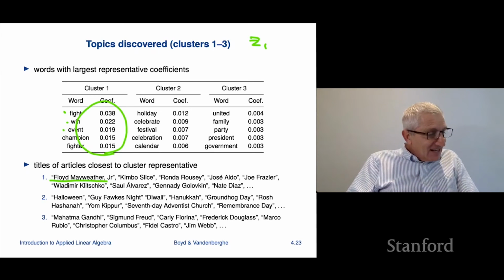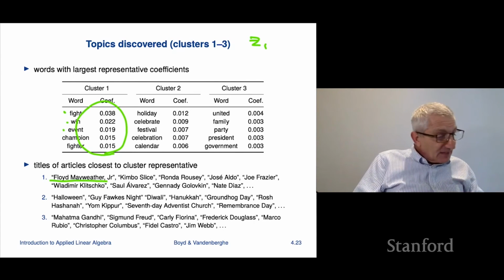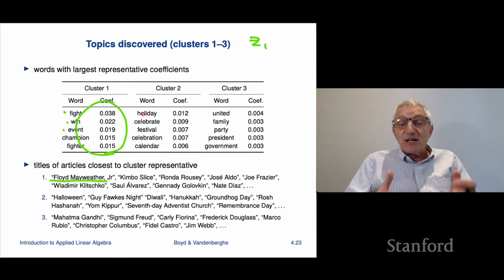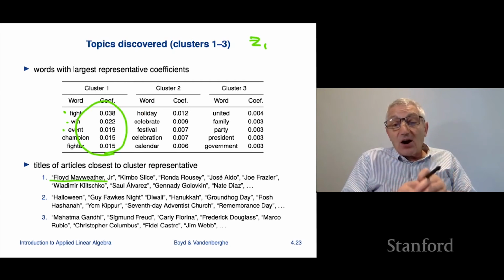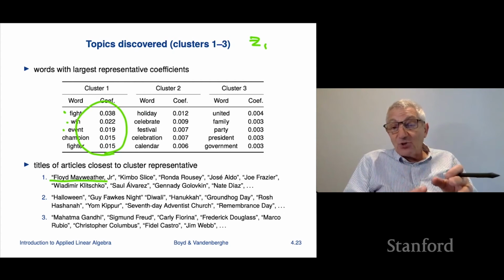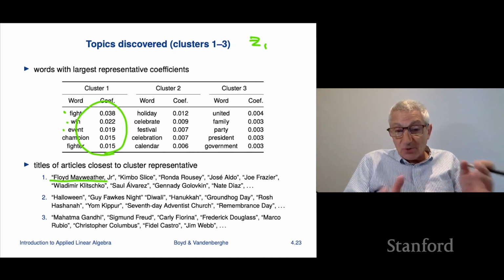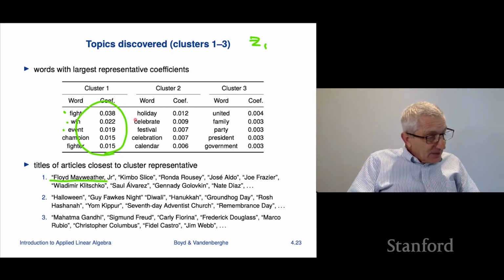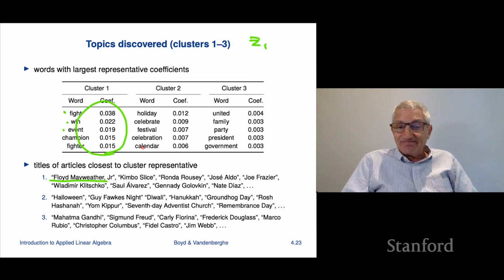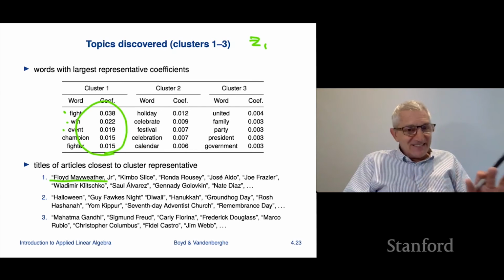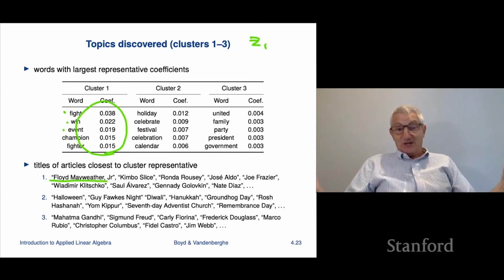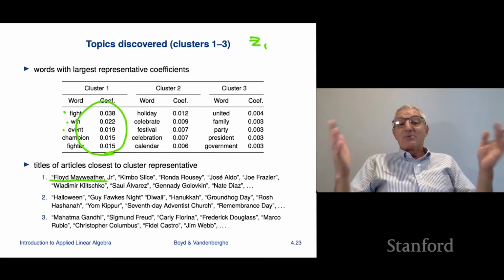Okay, fine. Let's look at cluster 2. Cluster 2 is, we go over here, and here are the words that have the highest value in Z2, okay? And they are holiday, celebrate, festival, celebration, calendar. And once again, we recognize these as related, okay? But the point is this thing knows absolutely nothing.